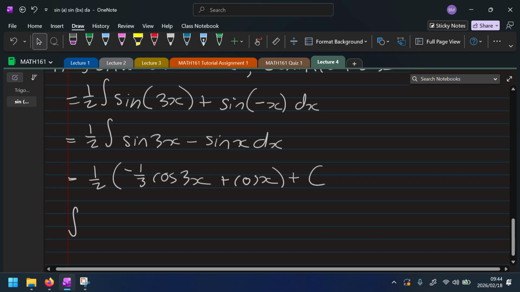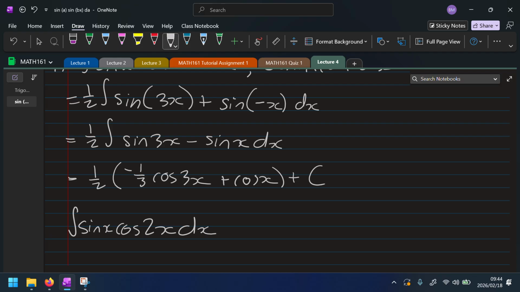So I'm going to rewrite it the same. So sine x cos 2x dx. Now, what do we know about cos 2x?